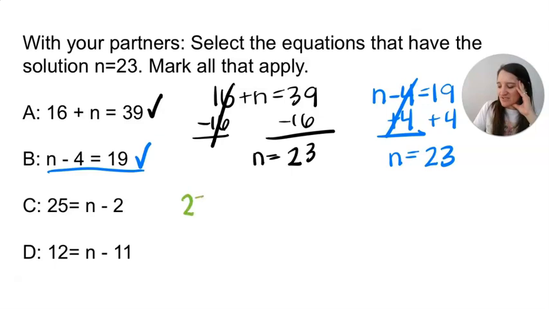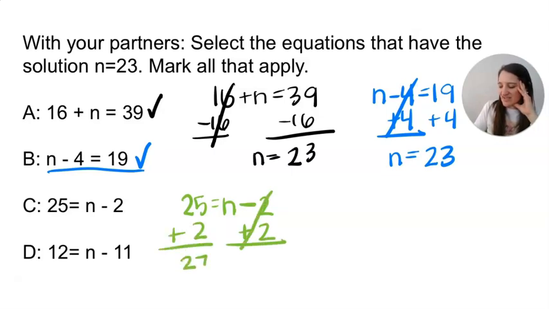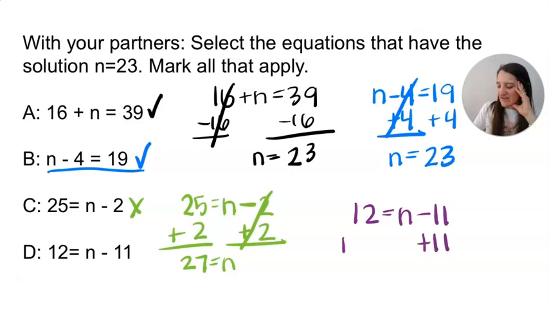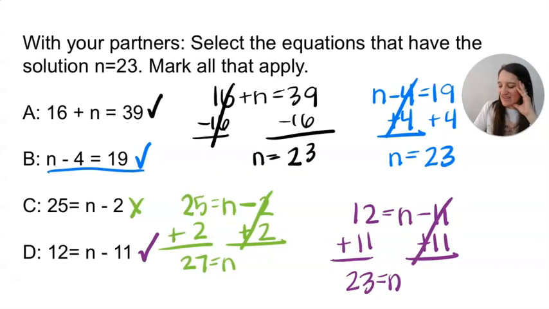Let's try this one. 25 equals n minus 2. So here's the n. This is a minus 2. The opposite of minus 2 is positive 2 or plus 2. And I get 27 equals n. So not that one. And our last one is 12 equals n minus 11. Let's add 11 to both sides. That'll leave us with 23 equals n.